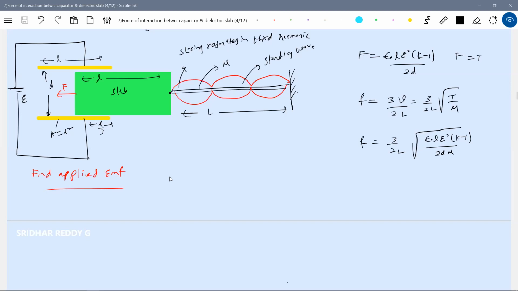The moment you see a dielectric slab placed between the plates of a capacitor, you can bring in this concept. A constant force will act here. That force will become a part of the system.